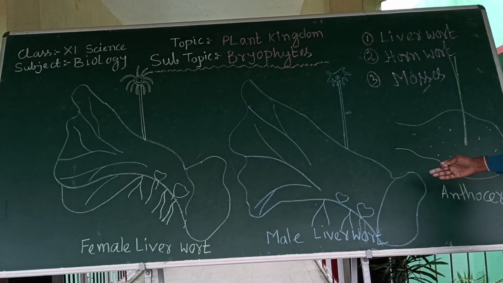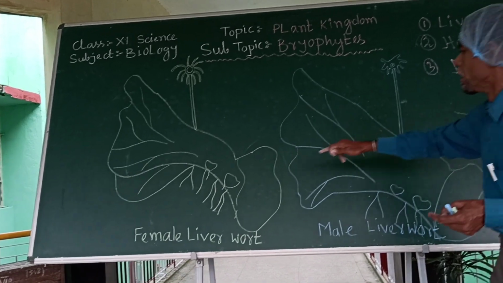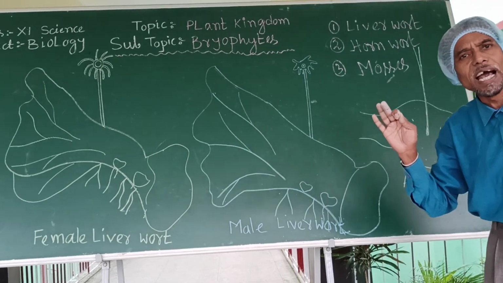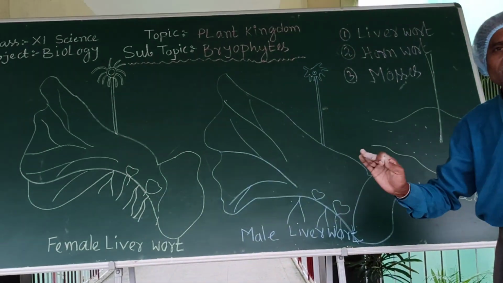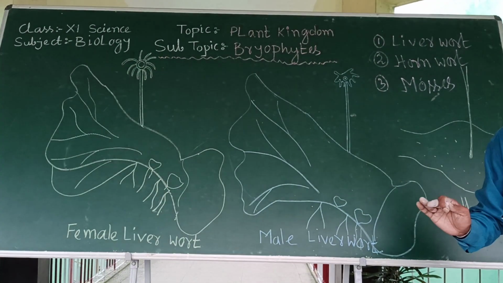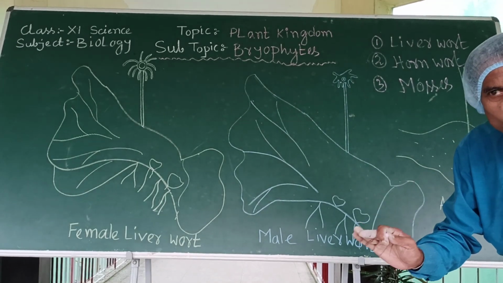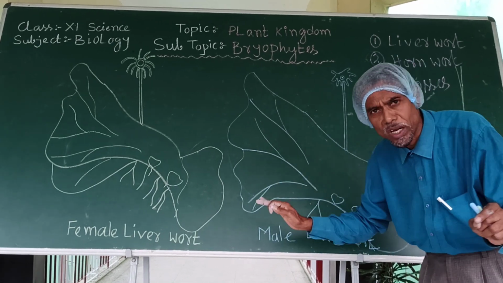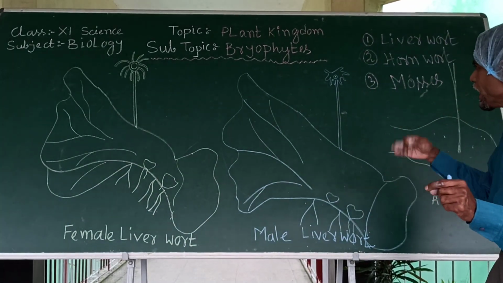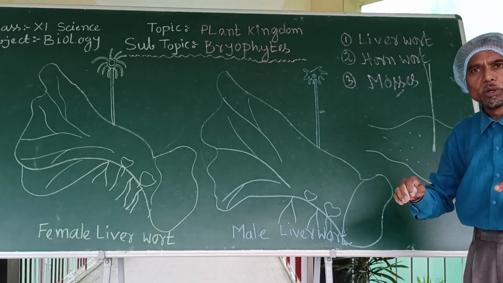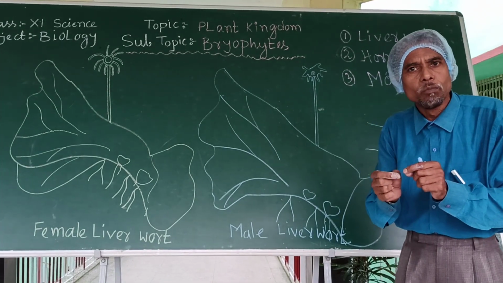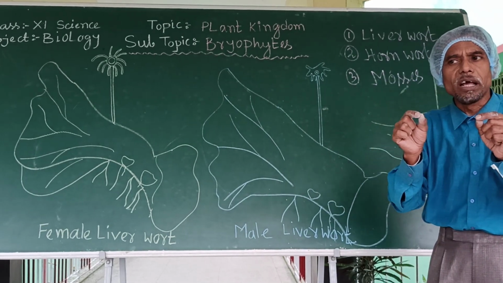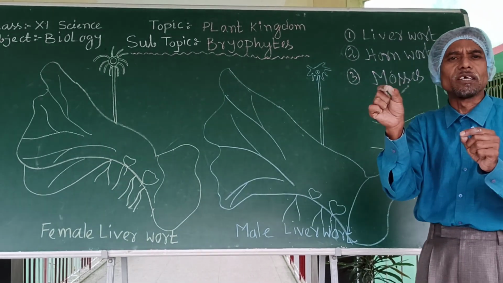So try to understand, the liverwort and hornwort both are having a thallus-like structure, meaning true leaf, stem and root are not separated distinctly, whereas in the case of mosses you can see very clear leafy structures and very clear stem-like structure.